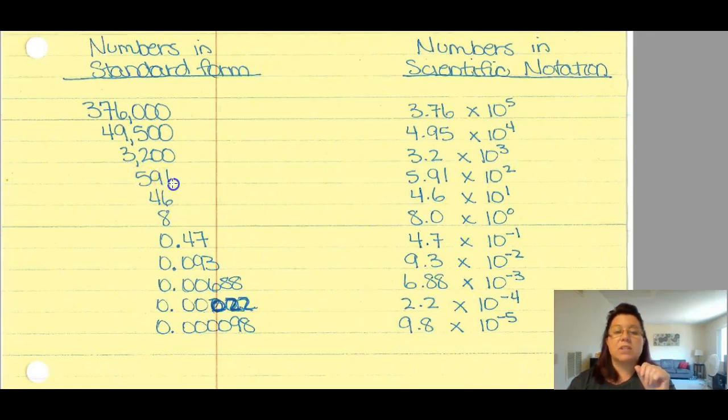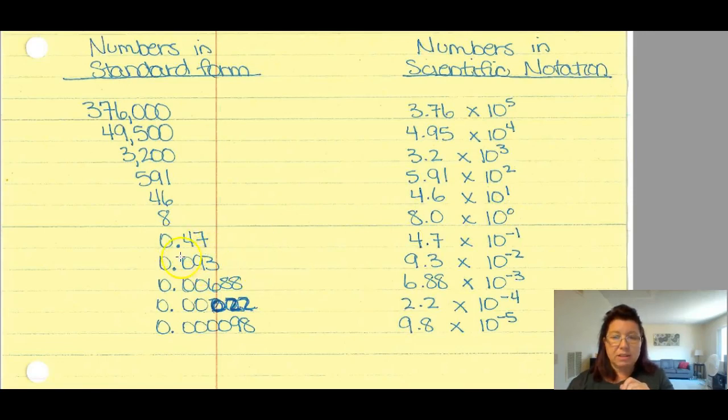591, decimal sits right here. I'm going to divide by 10, divide by 10. 5.9 is in between 1 and 10, so I'm good there. 5.9 times 10 squared. 46. I only need to divide by 10 once. That's going to be 4.6 times 10 to the first. 8. I don't need to divide anything. 8 is in between 1 and 10. But in scientific notation, we still say 8.0 times 10 to the 0. Remember, anything to the 0 power is 1.